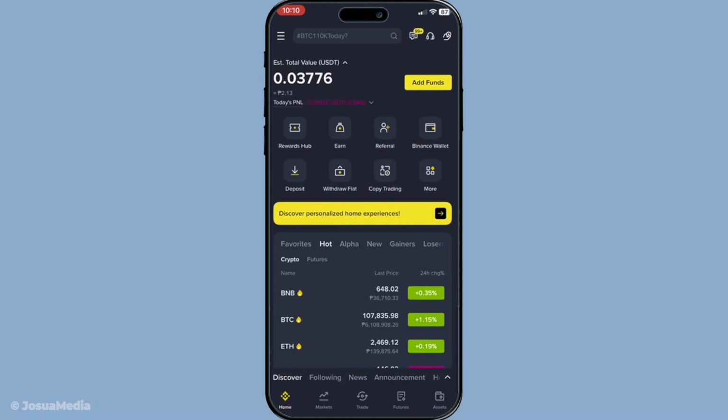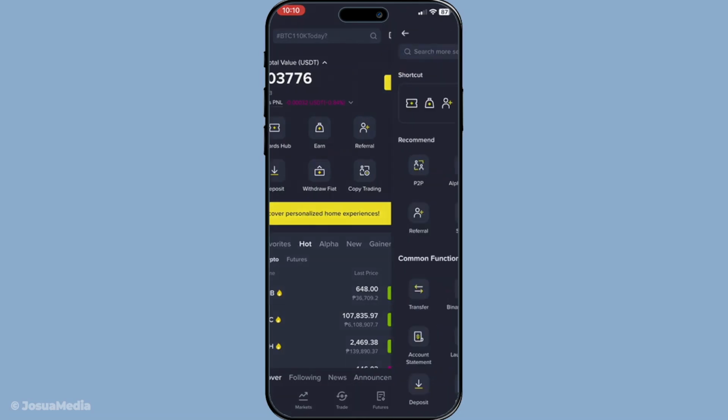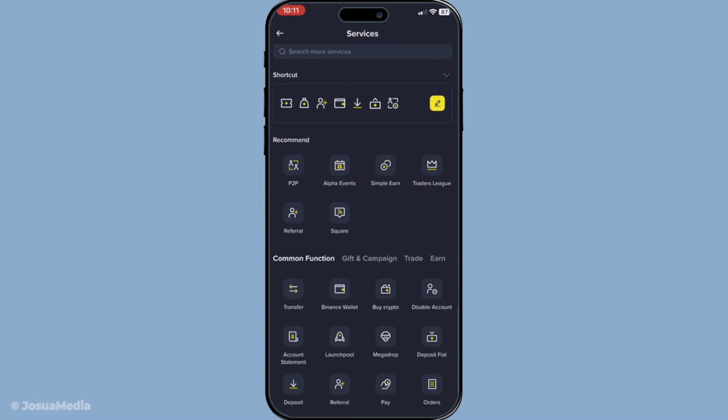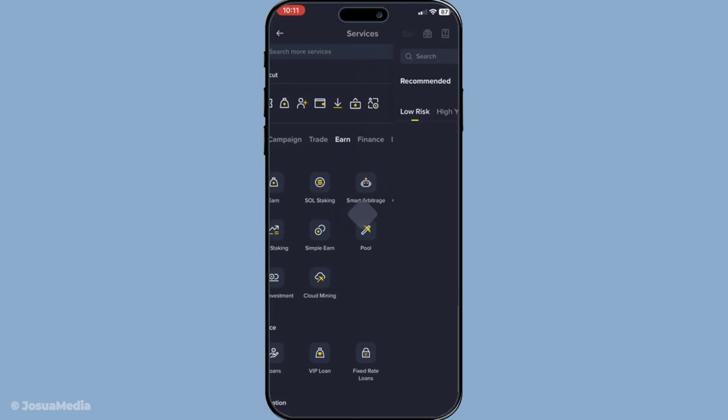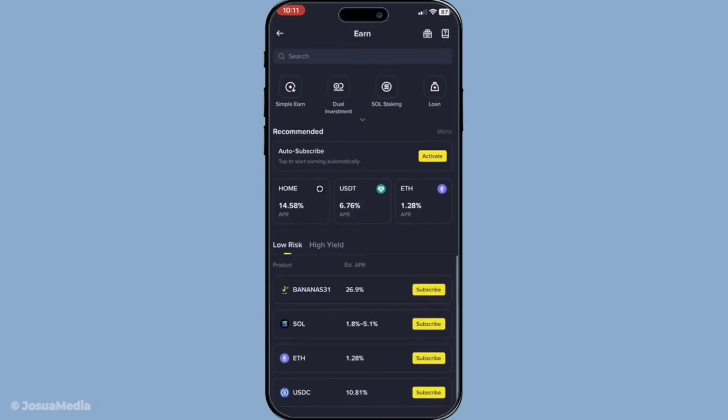Once you're logged in, this is your gateway to a myriad of cryptocurrency opportunities. Next, navigate to the Earn section on Binance. This is a fantastic place to start if you're looking to make your assets work for you. In this section, you'll notice that Binance offers two broad categories for investments: low risk and high yield. The choice between these two will depend on your personal risk tolerance and investment goals.